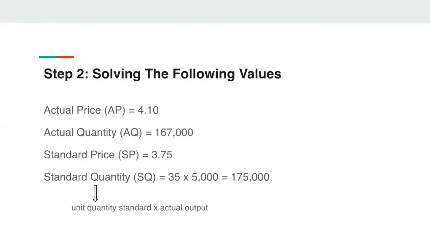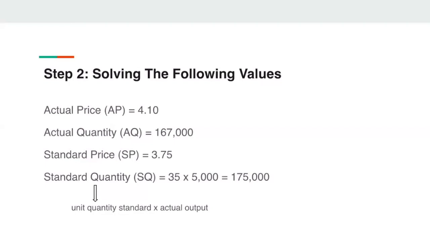Step 2 is finding the following values. When looking at a materials variance, you will need to find the amounts for actual price, actual quantity, standard price, and standard quantity. Essentially, looking at what price did you estimate the item to have versus what was the actual price, and same goes for quantity. Estimated, budgeted, and standard all mean the same thing.